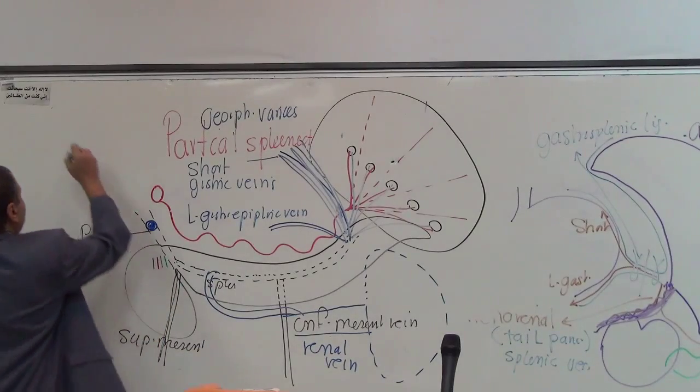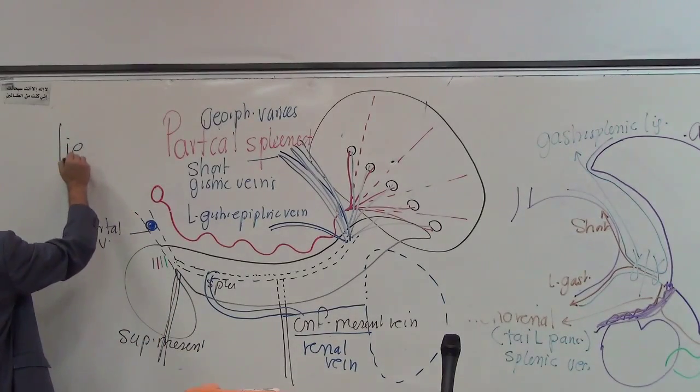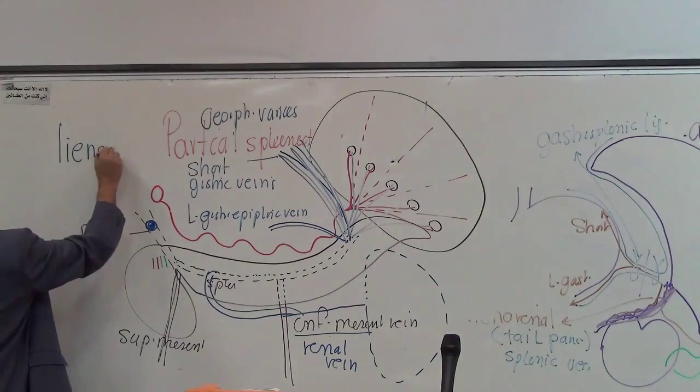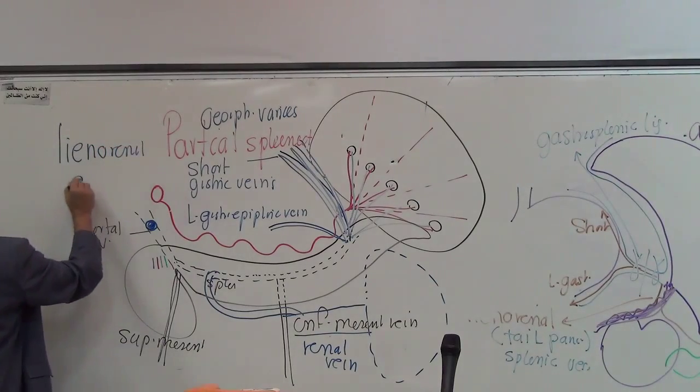This anastomosis is called the splenorenal anastomosis.